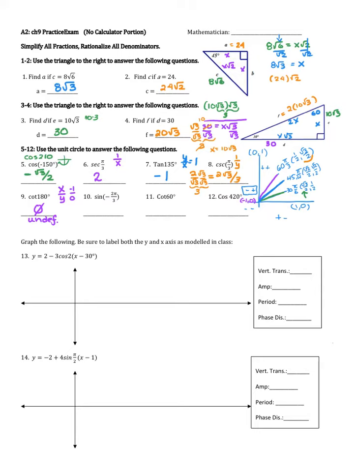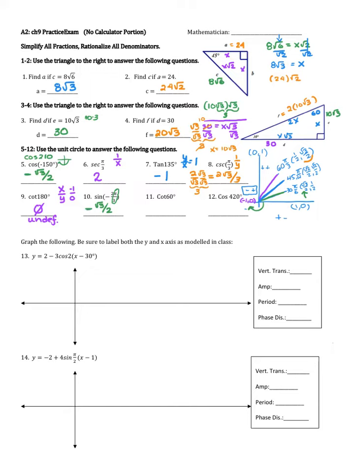Sine of -2 pi over 3. So realize this is a reference angle of 60 degrees. So the sine at 60 is going to be rad 3 over 2. We just need to know what quadrant -2 pi over 3 lands in. So -2 pi over 3 is the same thing as -120, which would land me in the third quadrant where both x and y are negative.